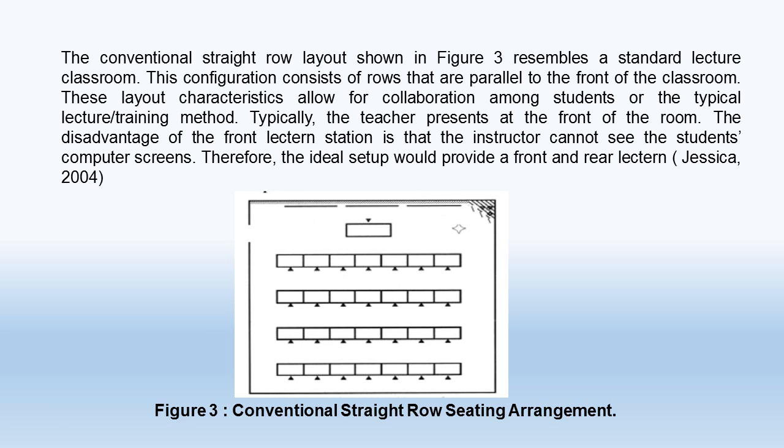The conventional straight row layout shown in figure 3 resembles a standard lecture classroom. This configuration consists of rows that are parallel to the front of the classroom. This layout characteristic allows for collaboration among students or the typical lecture or training method. Typically, the teacher presents at the front of the room. The disadvantage of the front lectern station is that the instructor cannot see the student's computer screen.